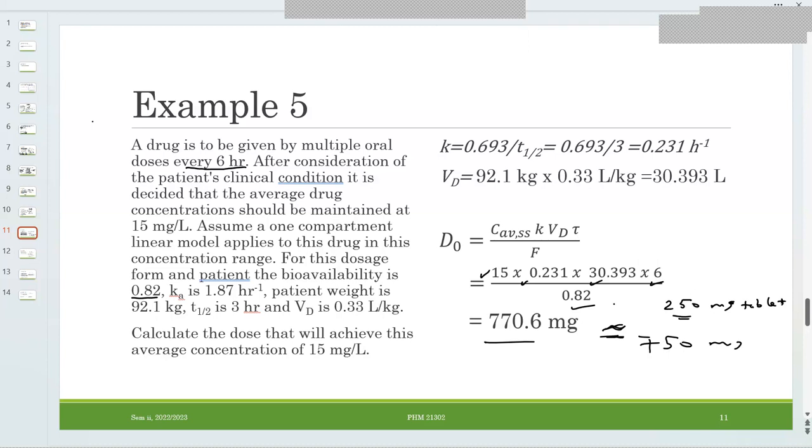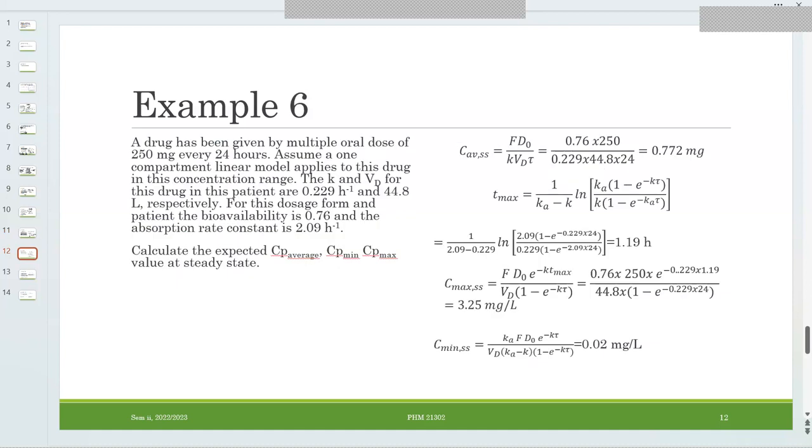Say, for example, 500 milligram tablets. Then you can suggest 1.5 tablet. If I told you it is available as 400 milligram tablet, then you better round to 800, so the patient will take 2 tablets every 6 hours, and so on.